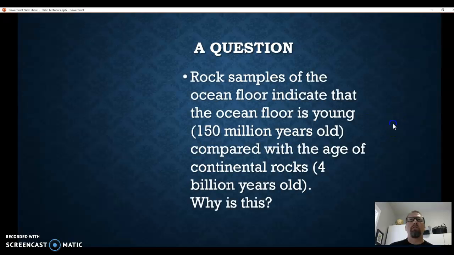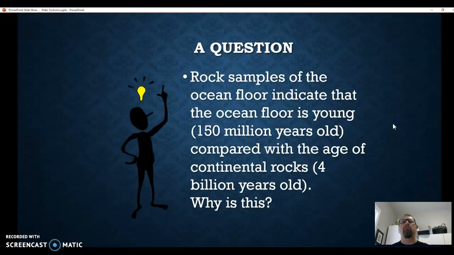All right, so a quick question to think about. When we think about the rocks on the ocean floor, they are much, much younger than continental crust. Continental crust being about 4 billion years old. The ocean floor being only about 150 million years old. So think about why that is, and we can discuss that on Tuesday when I see you in the Blackboard Collaborate Ultra meeting.